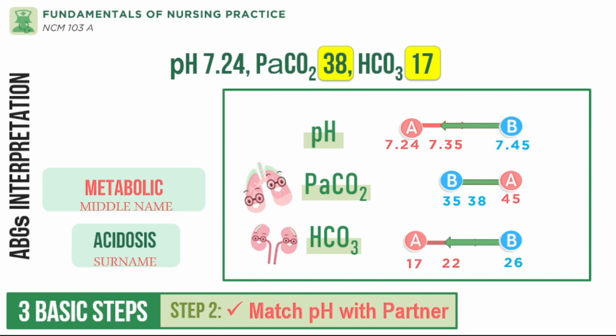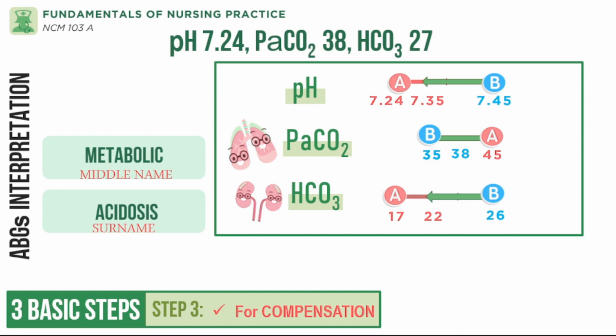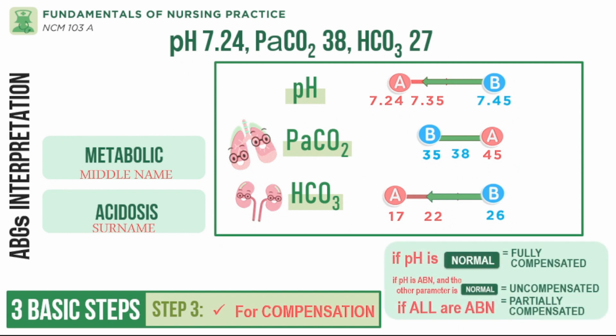Okay, now let us try to look into the compensation. Let us look if the pH is normal. Is it yes or a no? I think that is a no. Okay, if the pH is abnormal, which is the case of our example here, and the other parameter is normal, so we have here uncompensated.